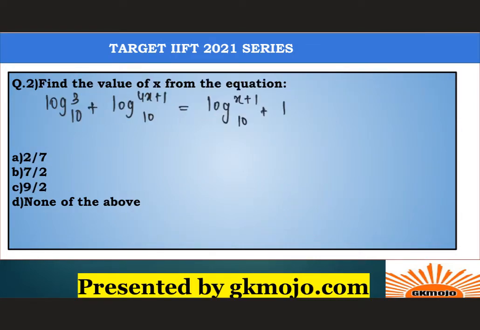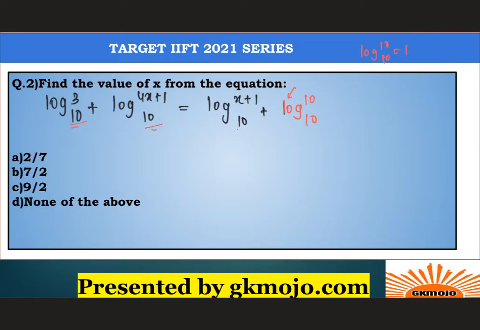Let's have a look at the next question. Again, a previous year IIFT question. Based on log, find the value of x from the equation. So this equation has been given to us. One thing I can observe is that the base is the same throughout the equation. The only thing is this is given in numerical, so I can write this as log 10 to the base 10, because log 10 to the base 10 is also 1. So I've just substituted like this.